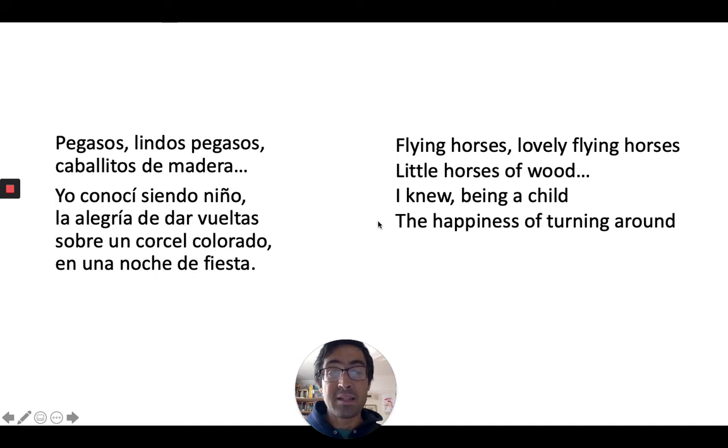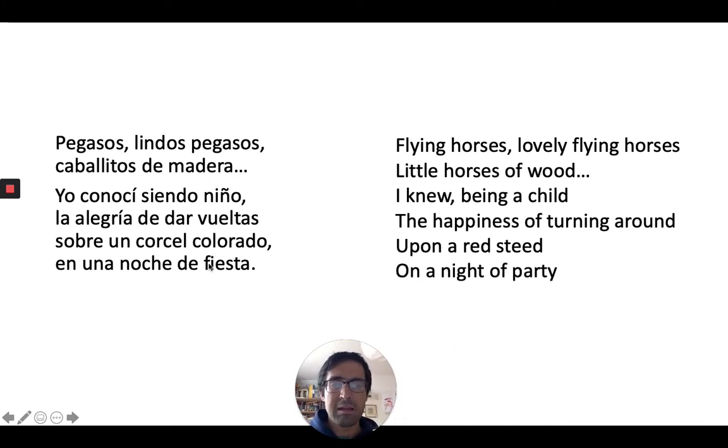The happiness, la alegría de, of, which we've already had here, and dar vueltas means to turn or to spin around. Sobre un corcel colorado. Corcel is another word that means horse, so we need to find a different word for horse. So I found the word steed, which is a kind of more literary way of saying horse. So upon, sobre un corcel colorado, red steed. En una noche de fiesta, on a night of party. Okay? So there we go.